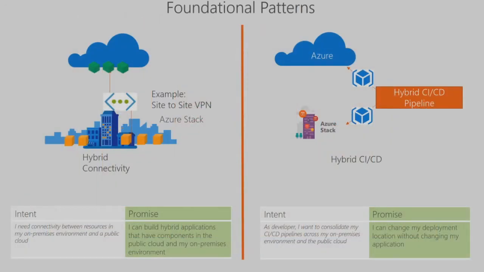Let's just dig a little deeper here. We've done a lot of customer research around these different patterns. And again, hybrid connectivity, that customers really want to have connectivity between resources in their on-premises environment and a public cloud, and that we make that possible. There's a hybrid CI/CD pipeline, so developers can use the same DevOps skills they've already learned, or that you're already researching, and apply them across both public and private cloud. There's no need to learn two different stacks for two different data centers. They can just treat it as one big one.